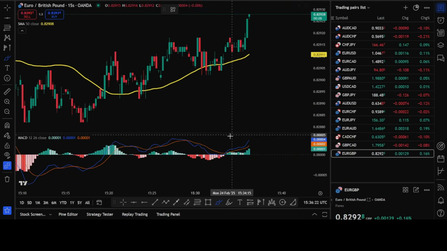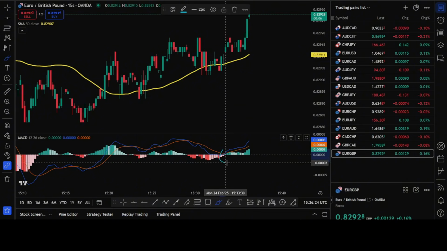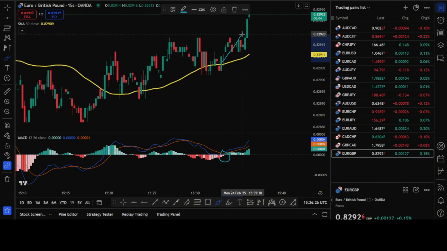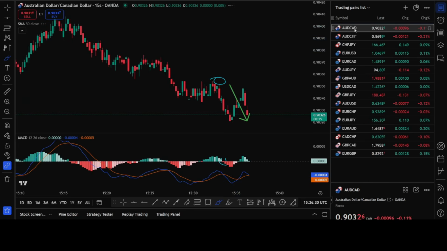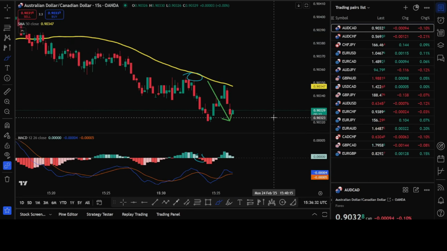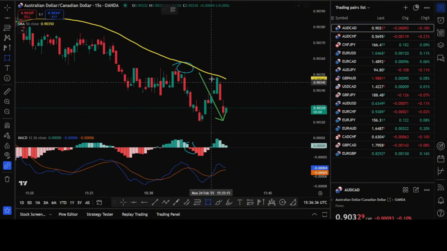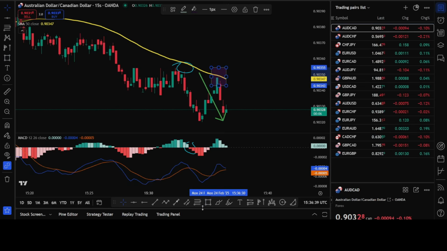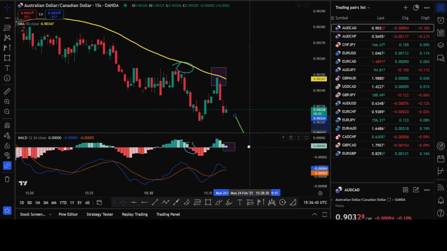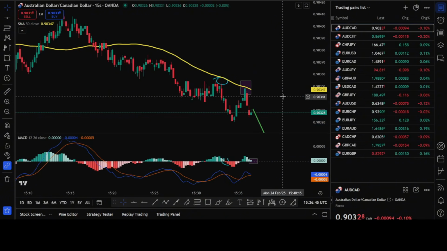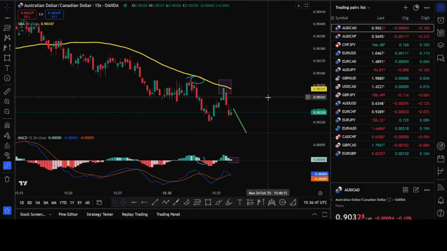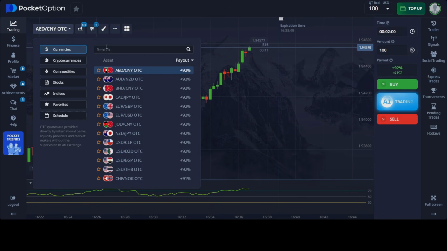Price tests the SMA as support and immediately bounces up. MACD crosses upward, strengthening the buy signal. In this case, a buy trade could have been opened after the MACD crossover and confirmation from the candlestick pattern. We see a strong sell signal after testing the SMA. MACD confirms the bearish impulse, supporting a sell idea.